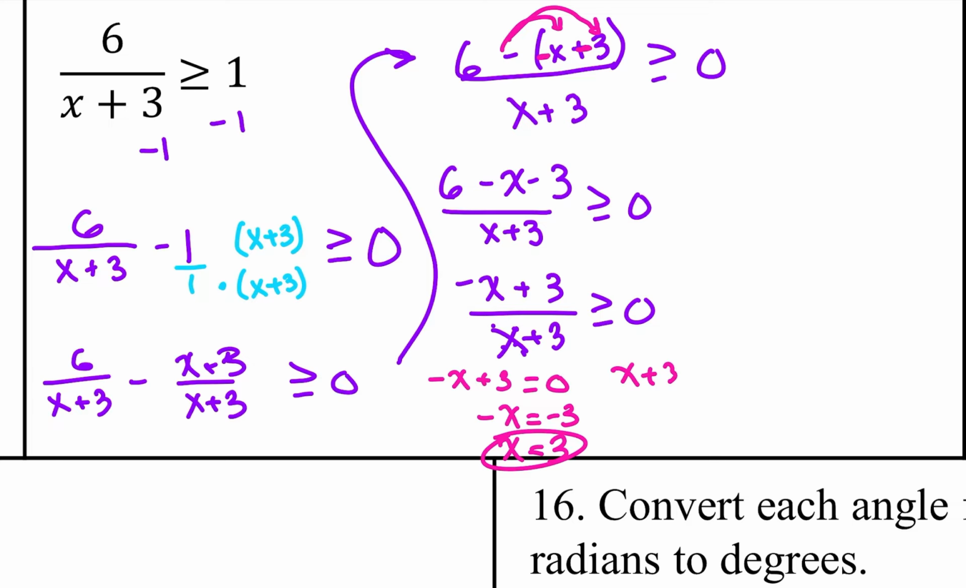And then we'll look at the denominator, x plus 3. I want to figure out when that equals 0. So I would subtract 3. I get x equals negative 3. And that's my other key point.